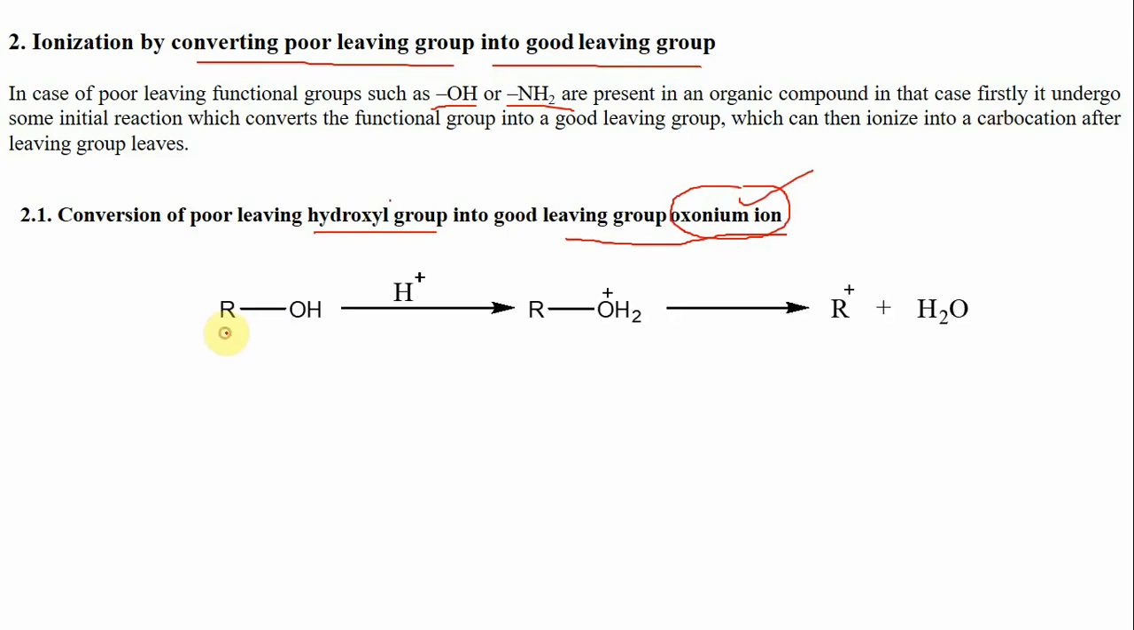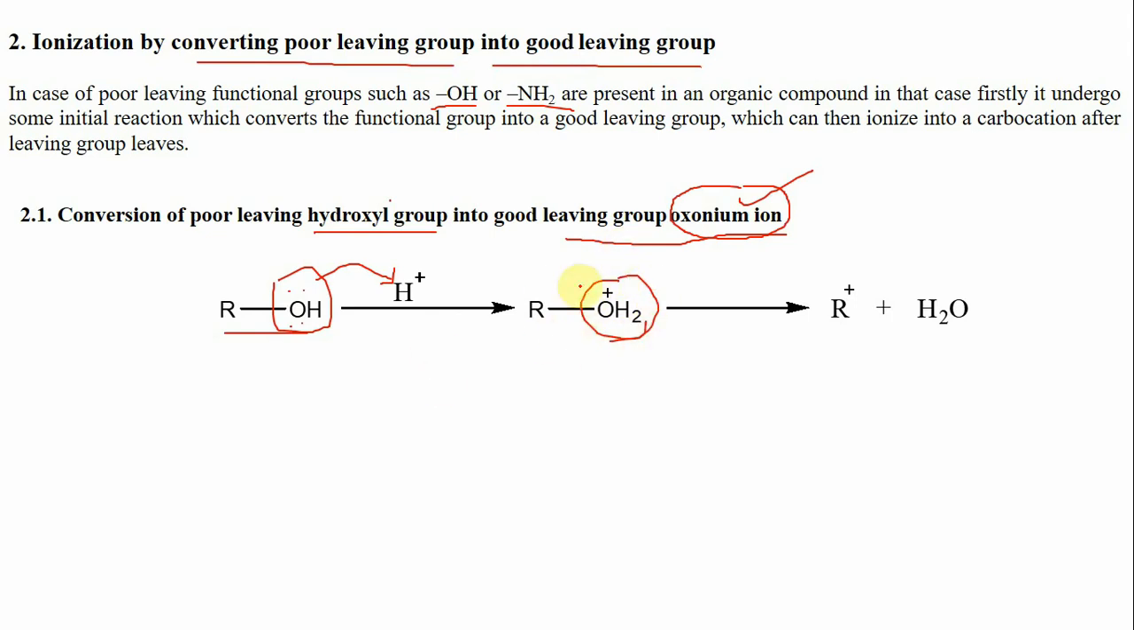Suppose this is your alcohol substrate. To convert the hydroxyl group, it is treated with an acid catalyst or a proton donor such as sulfuric acid or simply hydrochloric acid. Since oxygen has two lone pairs of electrons, they combine with the H plus ion to give the corresponding oxonium ion, that is OH2 positive ion. So now there is a positive charge over oxygen.